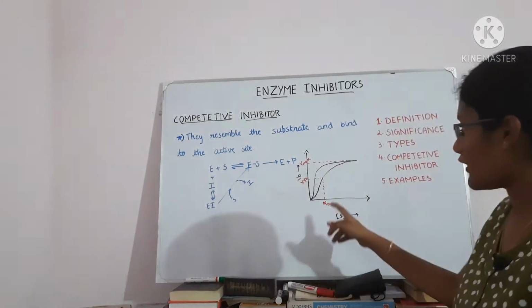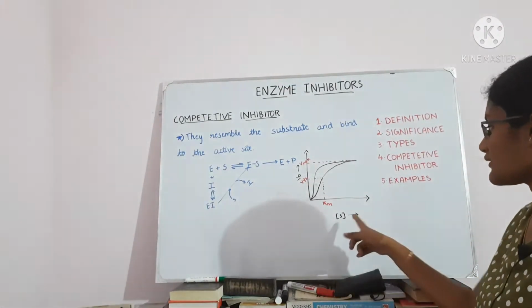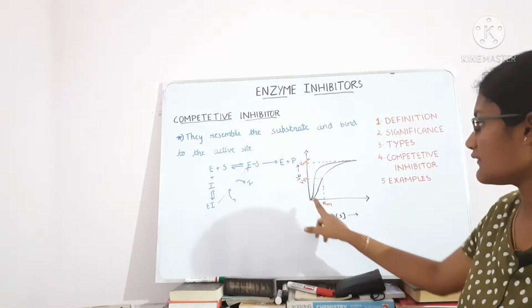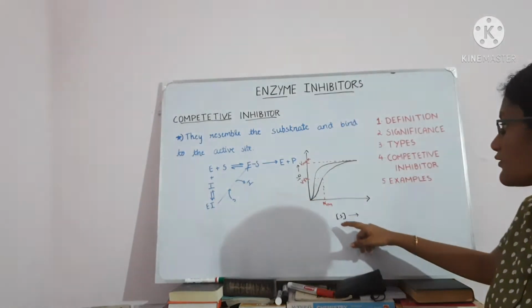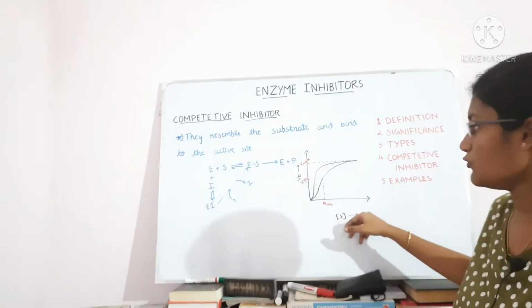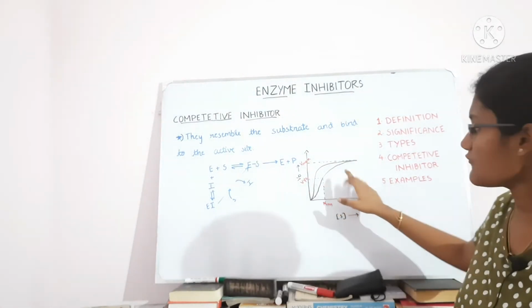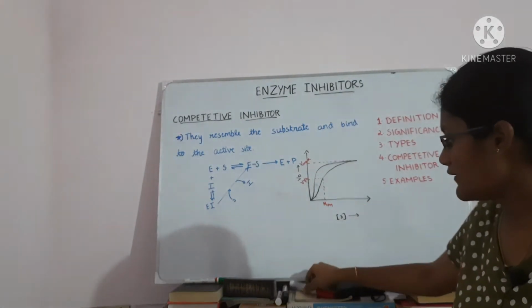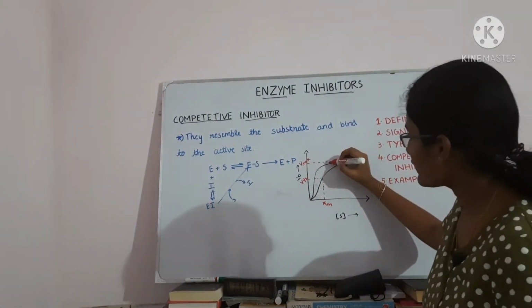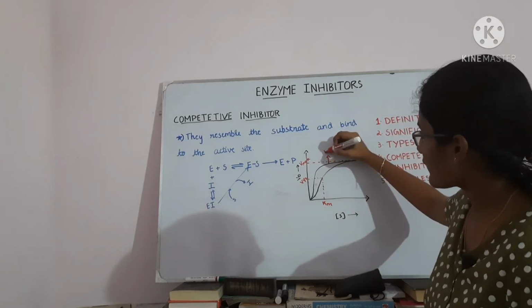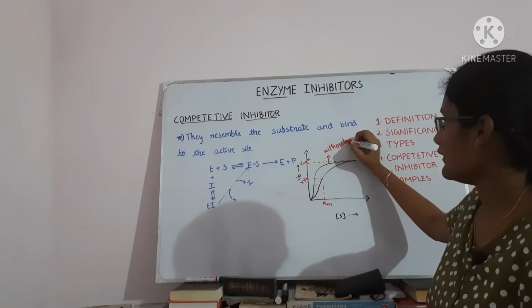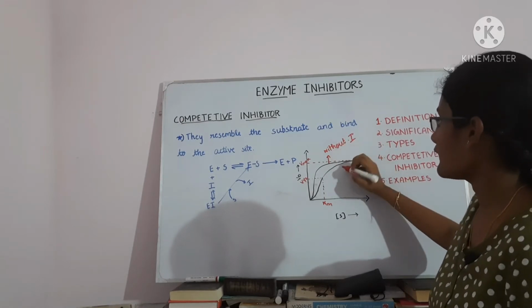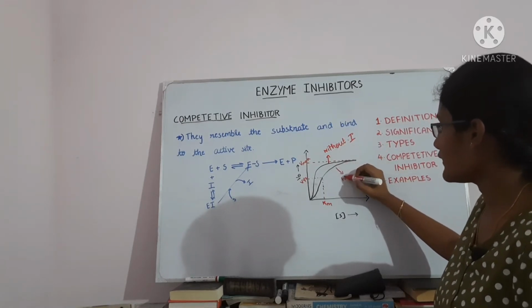So first we'll talk about this graph. This is the substrate concentration and this is the velocity of the enzyme activity. When you plot a graph between these two, they give this sort of a graph, and here this graph is the one without inhibitor, and this graph is the one with inhibitor.